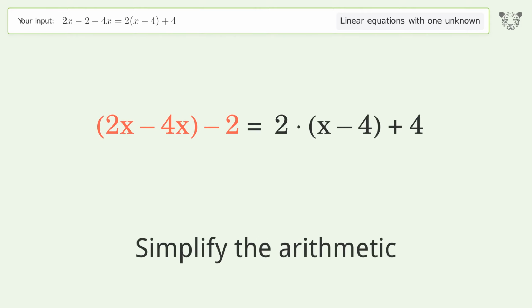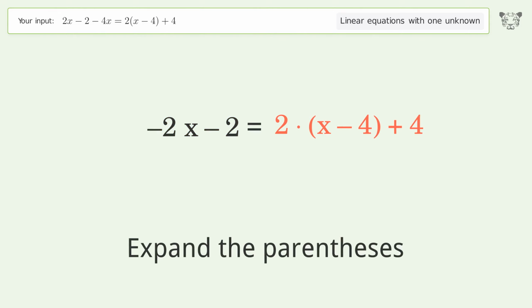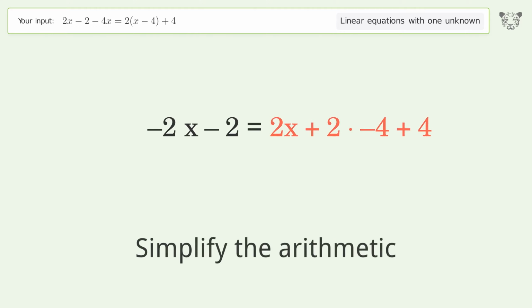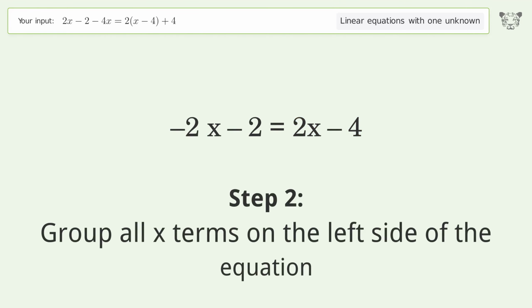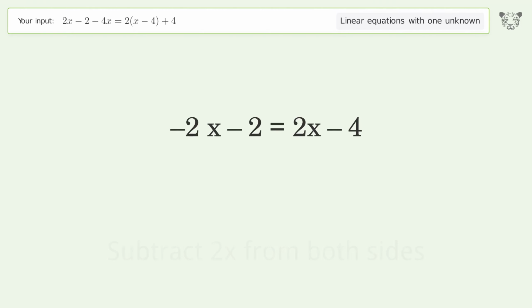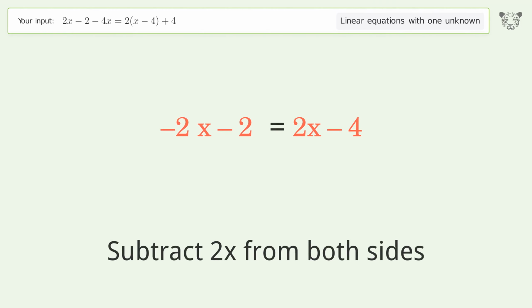Simplify the arithmetic. Expand the parentheses. Simplify the arithmetic. Group all x terms on the left side of the equation. Subtract 2x from both sides.